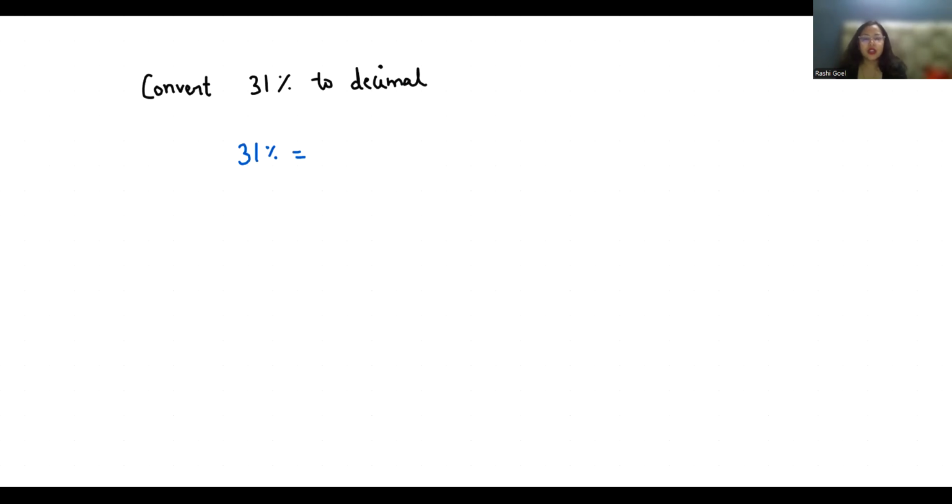So first we understand the meaning of this percentage sign. It is denoted by 1 by 100. So when you remove the symbol you can write 1 by 100, or in place of 1 by 100 you can write the symbol. So I can write 31% as 31 times 1 by 100. So 31 times 1 is 31 by 100.